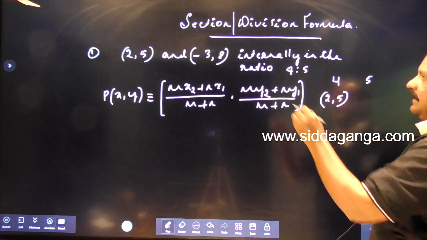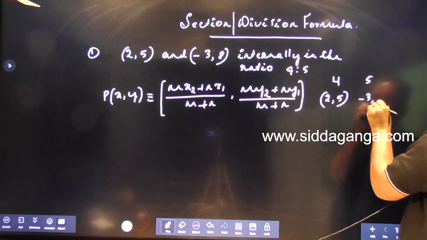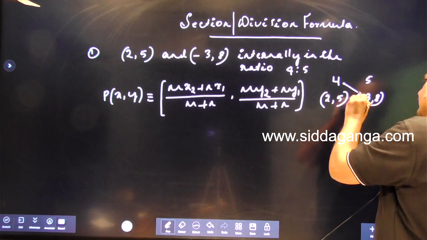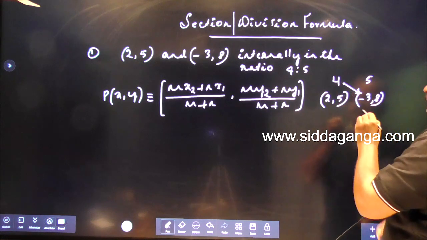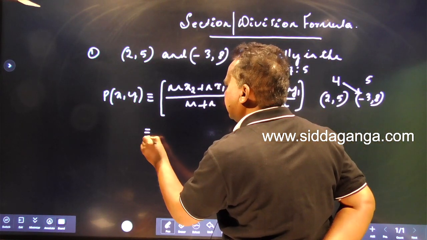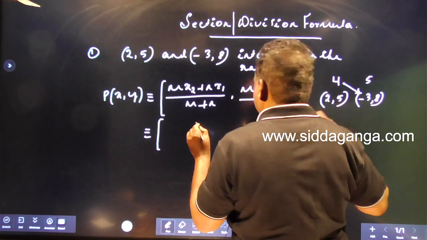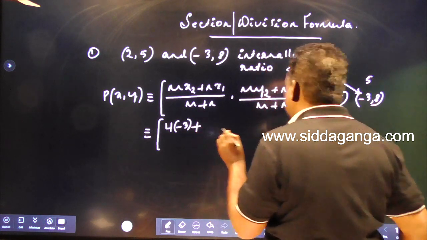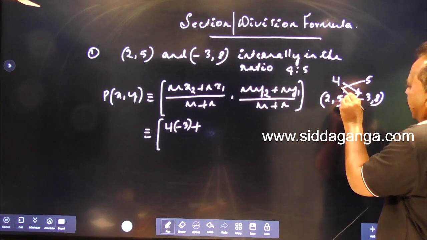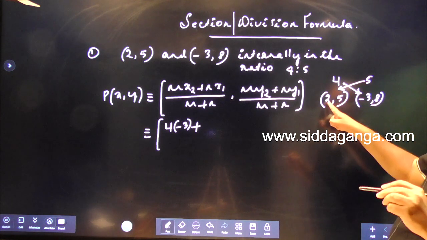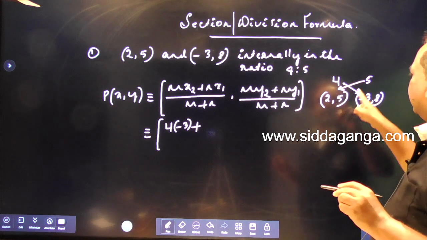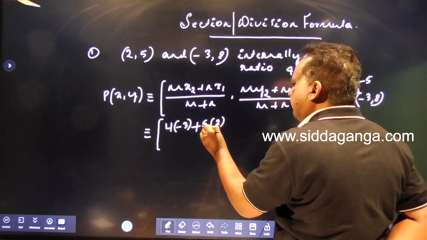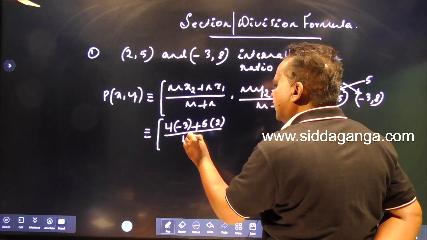Below 5, the second point must be written, -3, 8. Okay, see, cross like this. mx2, m is 4, x2 is -3, plus nx1. Note that the x coordinate of the first point must be multiplied with n, 5 into 2, divided by m plus n. M means 4, n means 5.